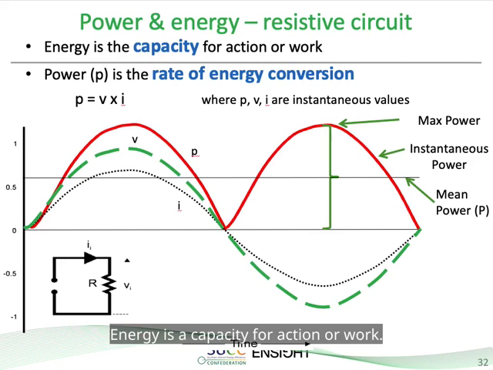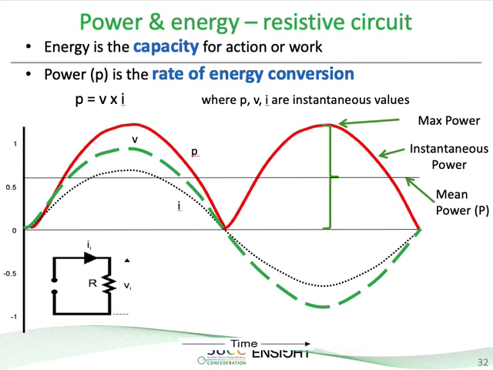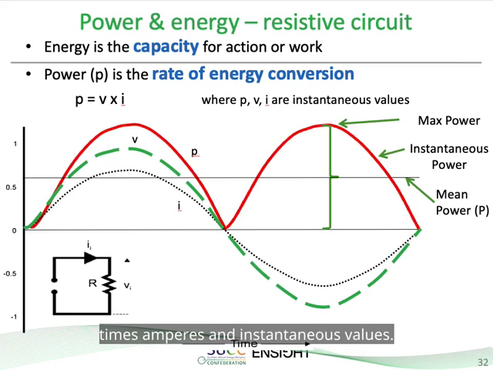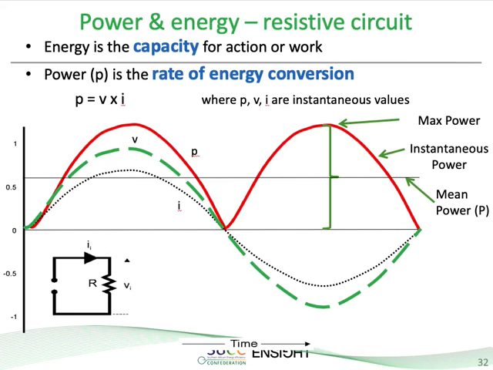Energy is a capacity for action or work. Power is a rate of energy conversion. Thus, power is equal to volts times amperes in instantaneous values. Remember, RMS or real power is 0.707 times the maximum power.